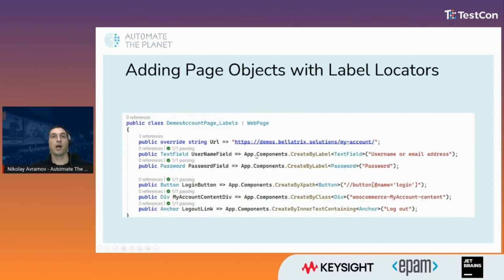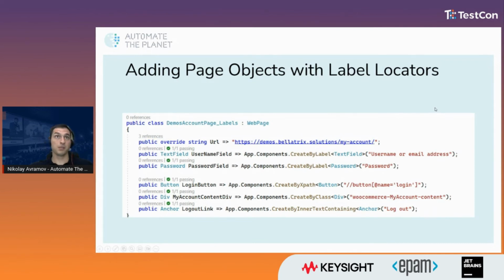Instead of calling app.components.create by ID, what we do is just create it by label. We still have the type of the control. So instead of the name like that or XPath, we just give it the label that we see in the browser. In this case, it's username or email address, and here it's password, and so on and so on. So it's a bit more human readable, and it also helps with the readability of the errors that we see after something fails.